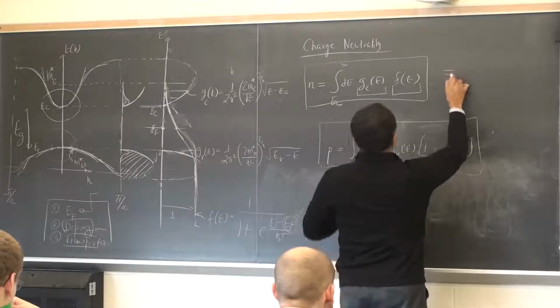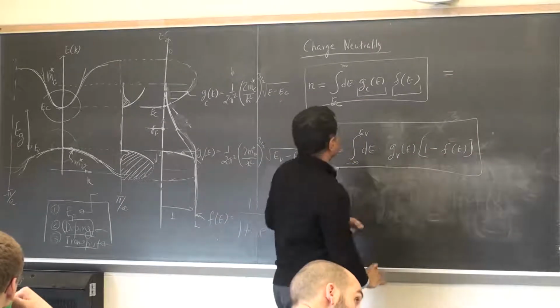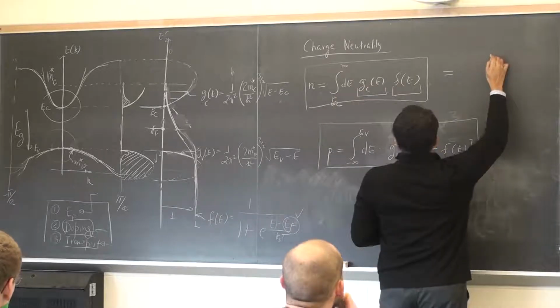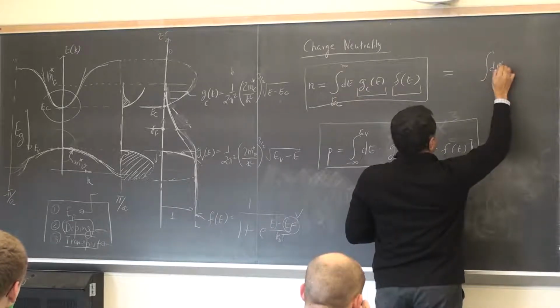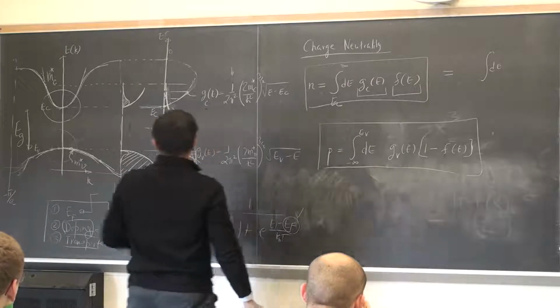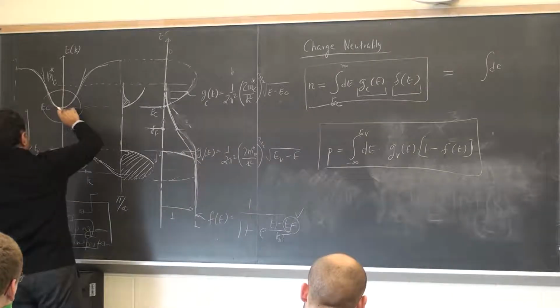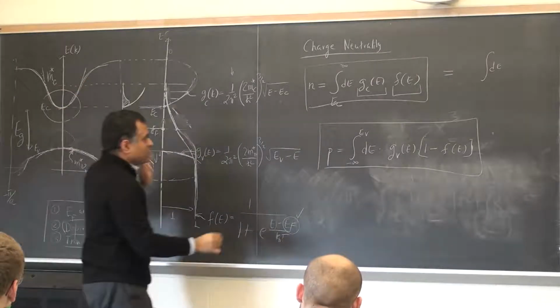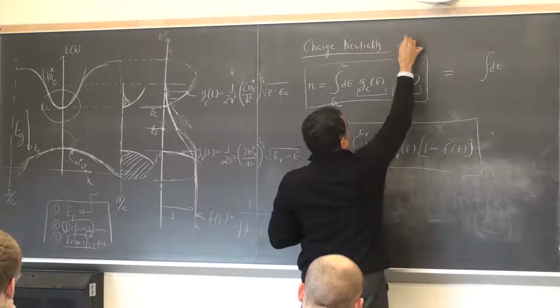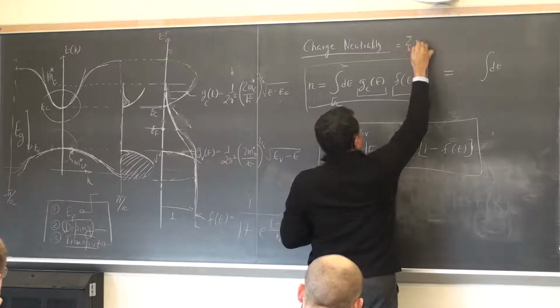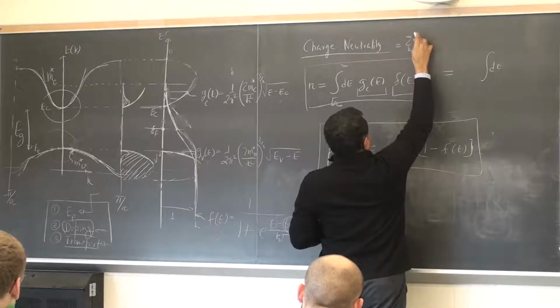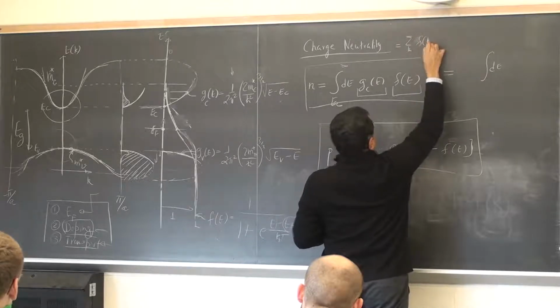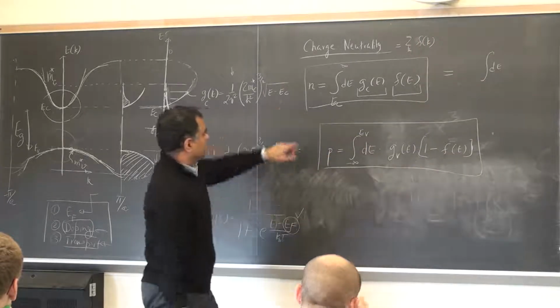So here, I'll just do this for the electrons. You can do the same thing for the holes. What we have to integrate, you can do either in energy space, or you could also do it in momentum space. That's okay too. I could have written n as an integral over k states times f of k. That's a very simple expression for the electron density.